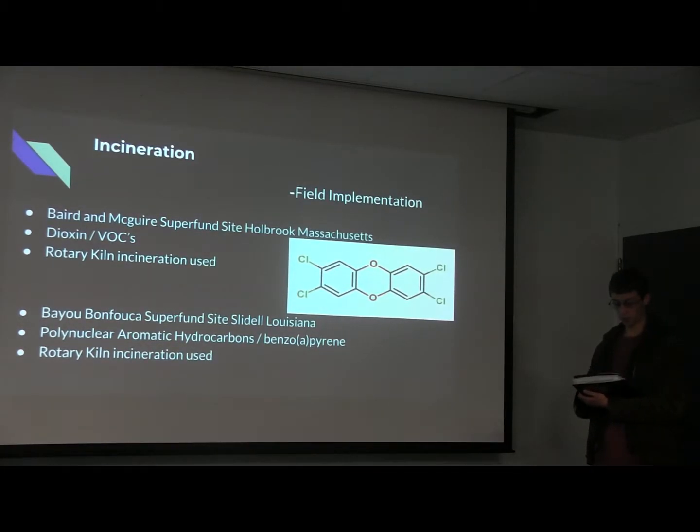An example of incineration used in the field would be the Bard and McGuire Superfund site in Holbrook, Massachusetts. Between 1995 and 1997, incineration was used to remediate the soil of pesticides and disinfectants that contained dioxin and volatile organic compounds. The form of incineration used was the rotary kiln incineration.